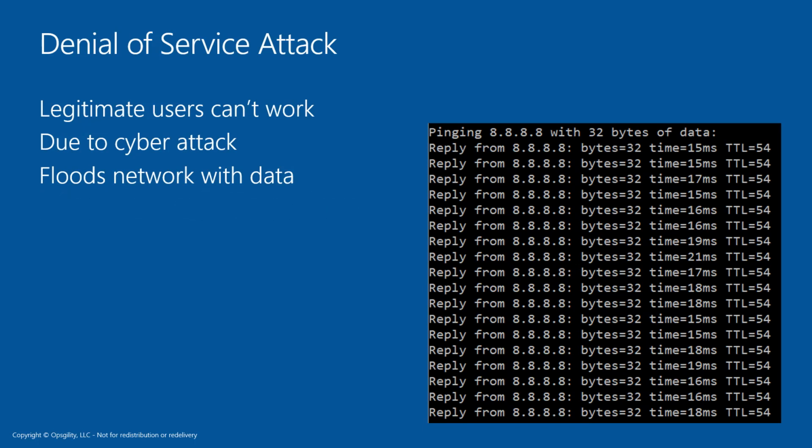There's lots of different denial of service attacks out there. Let's take a look at those. A denial of service attack happens when legitimate users cannot get any work done. And it happens because of a cyber attack, when a lot of infected computers all try to attack the same destination all at the same time. And they typically use the ping attack to do that, just as you see here. It floods the network with data and it fills up the internet pipe.